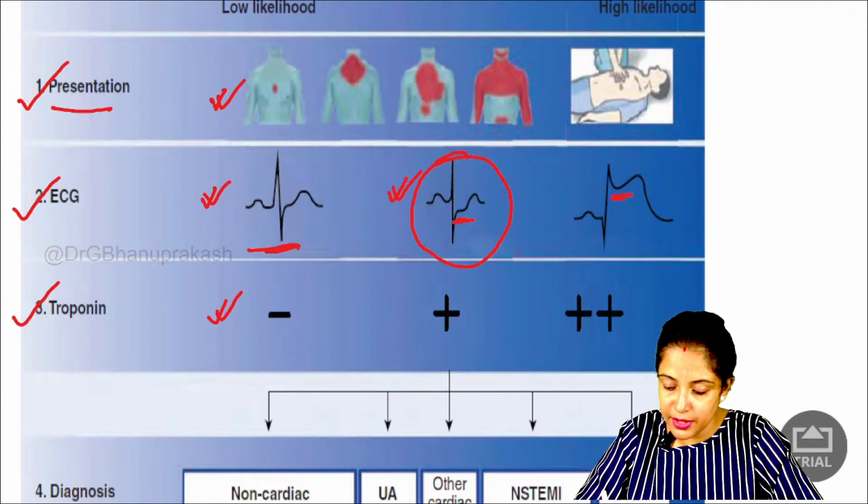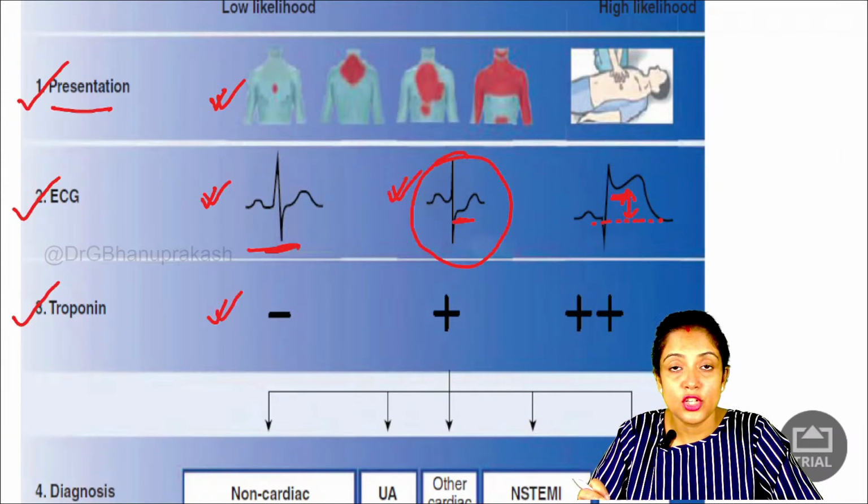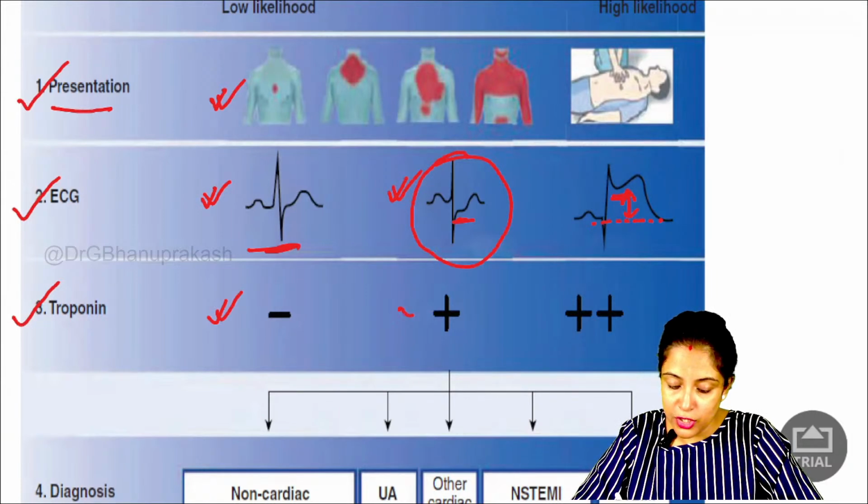So this is the ST segment and this is the baseline. So there is elevation of the ST segment. Okay, so these are the ischemic findings from ECG. Along with this, there will be elevation of cardiac enzymes.